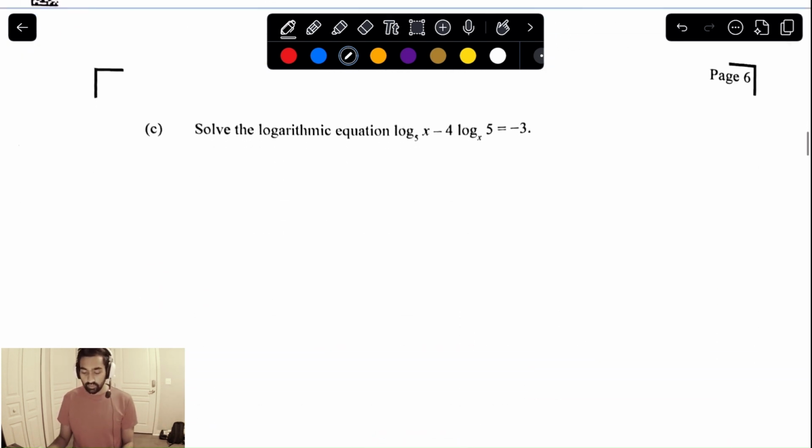Let's now do part C. This asks us to solve a logarithmic equation: log base 5 of x minus 4 log base x of 5 is equal to minus 3. The first thing that you should do with a log equation is make sure that all of the bases are the same. And as you can see in this one, they're not the same. So we have to apply a log change of base formula.